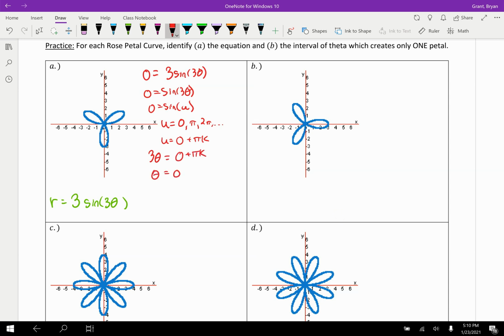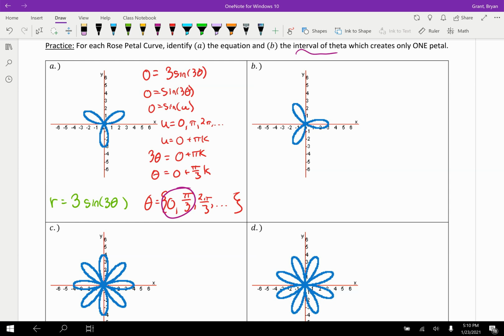Divide by 3. It's really easy when it's 0, too, because now if we look at our values of theta, 0, pi over 3, we're just adding pi over 3 every time, right? And so on and so forth. We could go forever, but we just need one petal. And to create one petal, it's just any 2 consecutive theta values, 0 to pi over 3. Great, there's our answer. That's the interval of theta, which would create one petal. You could have said pi over 3 to 2 pi over 3.